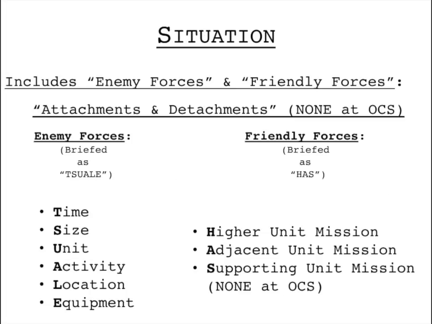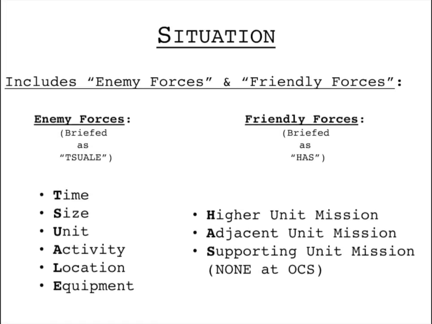All right. So, situation. This includes enemy forces, friendly forces, and attachments and detachments. So attachments and detachments is none at OCS, so let's skip over that right now. So situation is to establish what we're dealing with. So what do we have and what does the enemy have? How many are we? How many are they? All right, so we want to have an idea of what we're facing to adapt our execution accordingly. So we make a list for both sides. So for enemy forces, we use the acronym TSWALI, and for friendly forces, we use the acronym HAS.